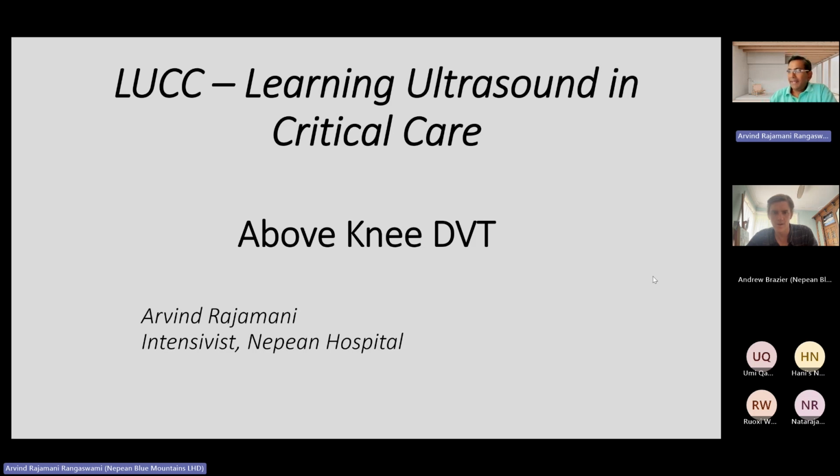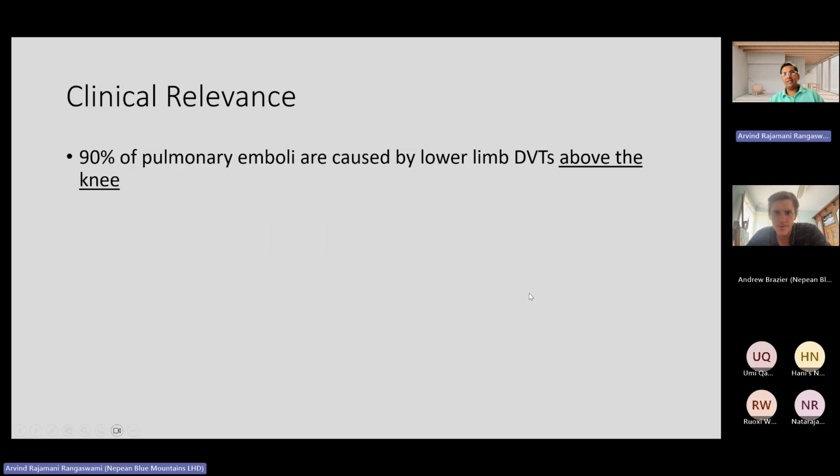Number one, there's nothing procedural in this. Second, I'm mainly going to be focusing on above knee DVT, because above knee DVTs account for 90% of pulmonary emboli. If you have below knee DVTs, a lot of the time you'll only monitor them, but you won't actually anticoagulate them. You won't treat them.